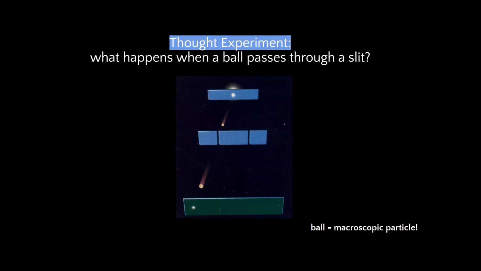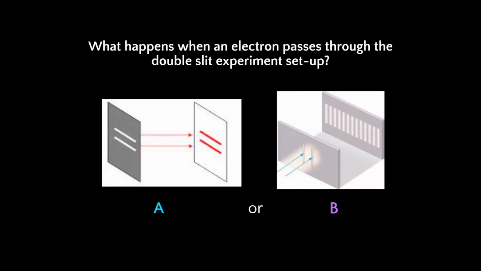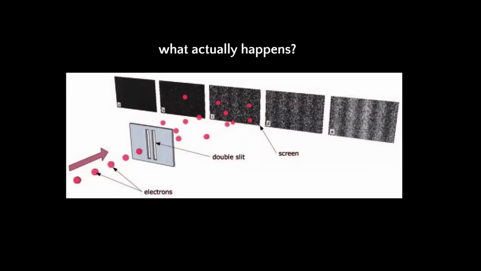So, what happens when we pass a normal ball through a slit? We expect it to be just behind the slit on the screen. That's your macroscopic particle. That's what we expect, right? Case A. But when we do the same experiment with microscopic particles like electrons, A or B, astonishingly, we get B as the result.